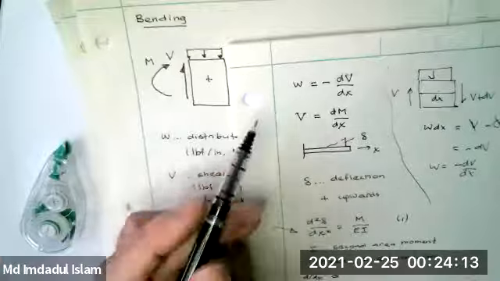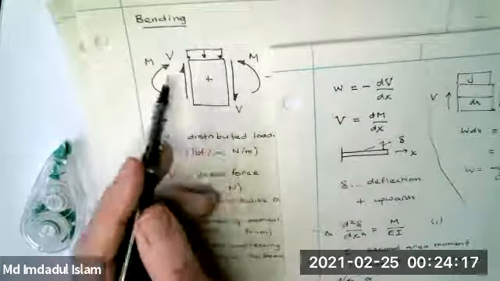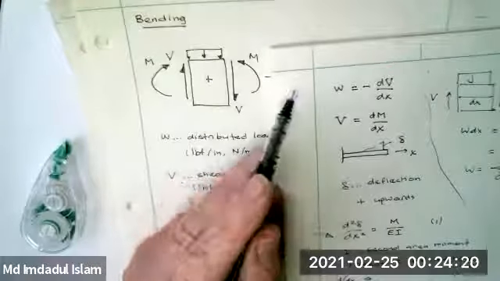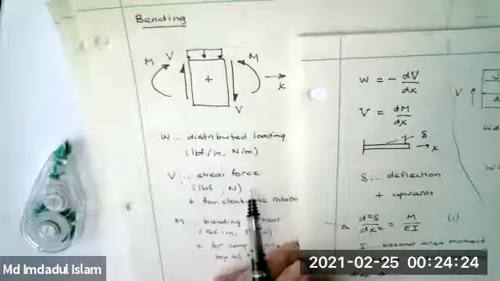But these signs here are an outcome of this sign convention. Okay? If you have a different sign convention, you get different signs here. This is the sign convention we're going to use. Any other questions? That's it.